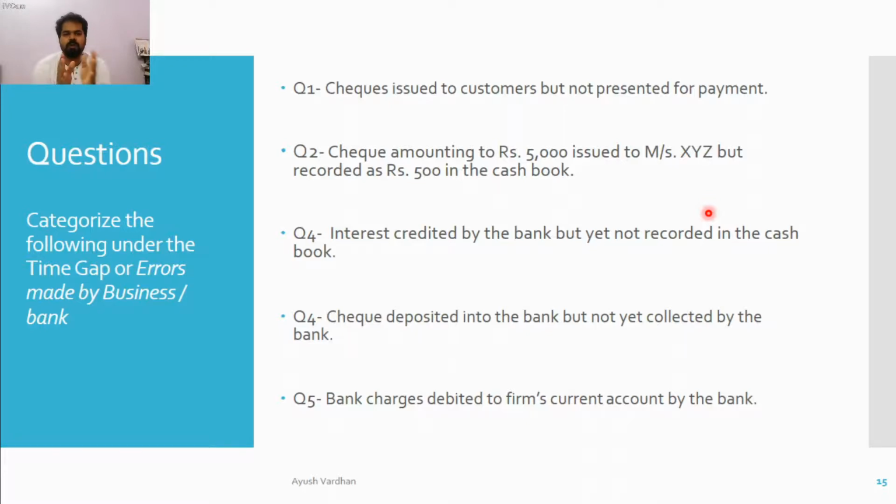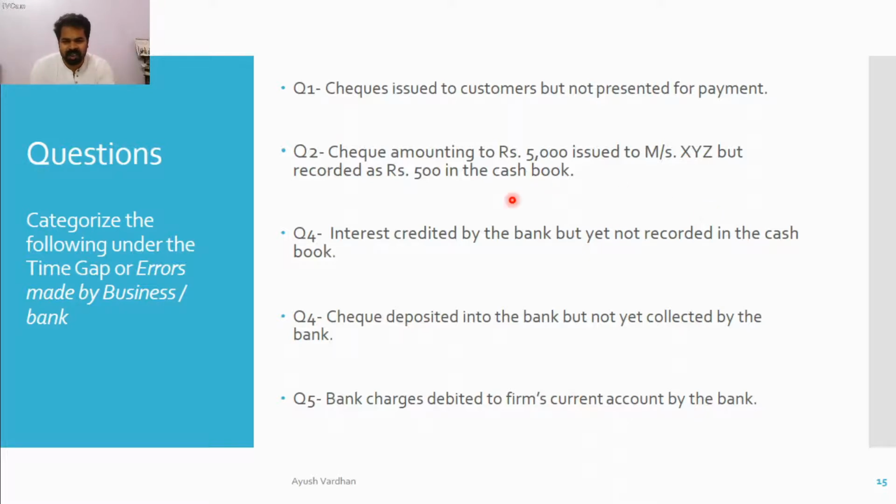So check issued to customer but not presented for the payment is a very clear example of time gap. Again, a check amounting to 5,000 rupees is issued but recorded as 500 rupees. It's a clear blunder. It's an error. Everyone knows that if you have issued a 5,000 rupees check, you have to make an entry of 5,000 rupees. If you are making an entry of 500 rupees in that place, it means you are committing some fraud or a gotala kind of thing. And now we'll go to another question.